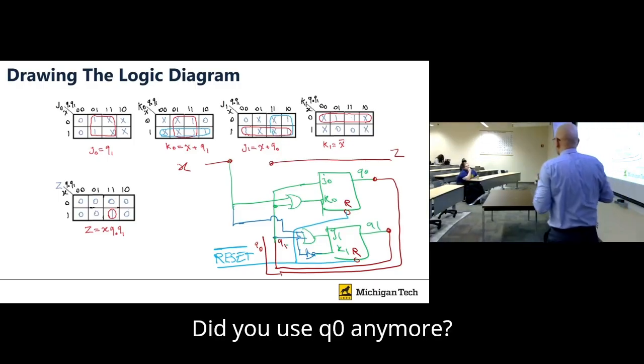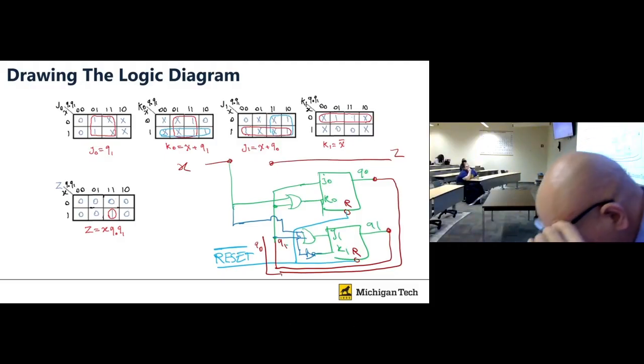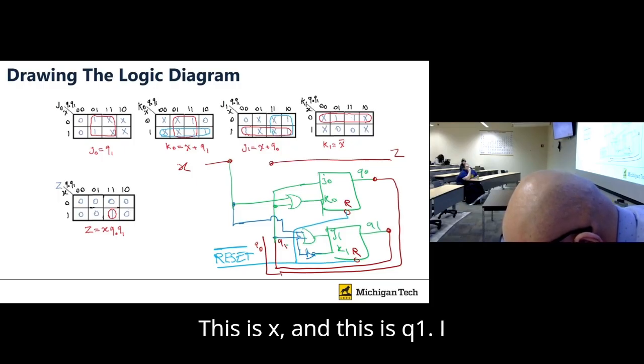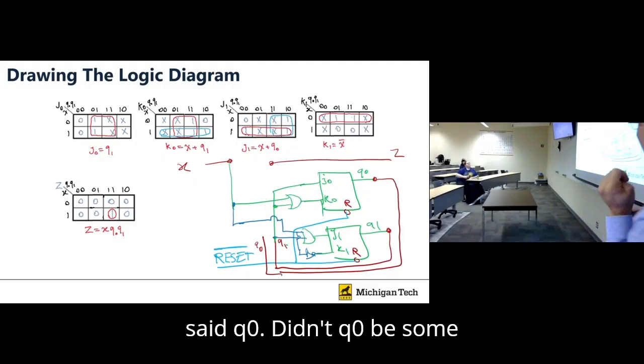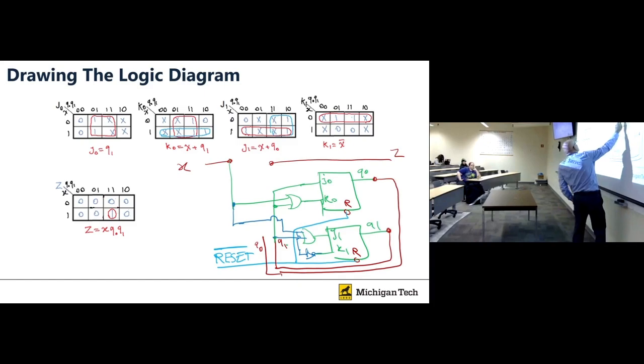Did you use Q0 anywhere? What? Oh, the T0? Should it be used on J1? T0. Oh, X and Q1. This is X and this is Q1. What's wrong? I said Q0. Shouldn't Q0 be used on J1? Oh. T0.